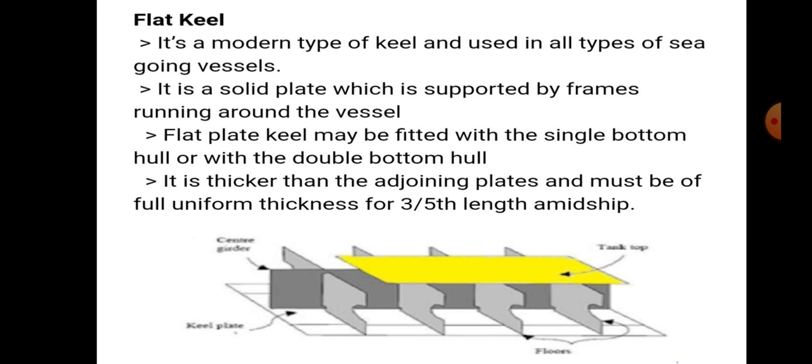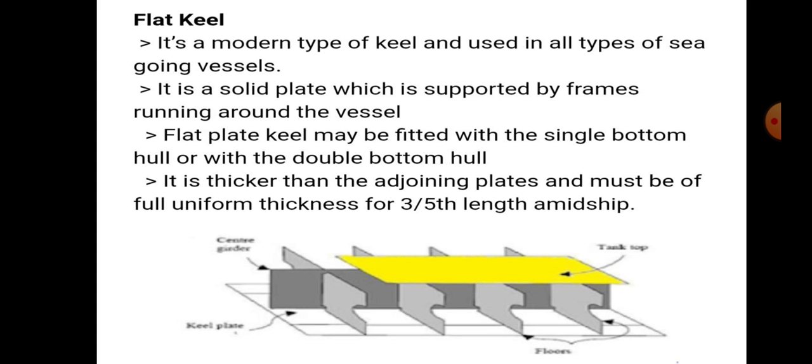Flat keel is a modern type of keel used in all types of seagoing vessels. It is a solid plate which is supported by frames running around the vessel.